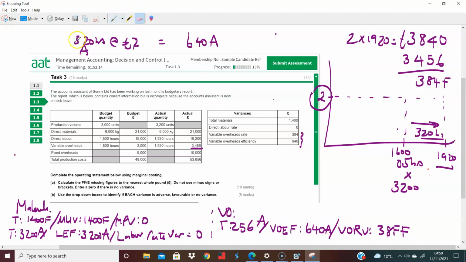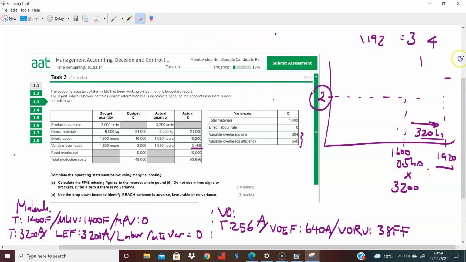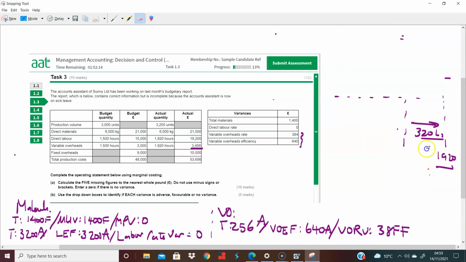Right. See that? Okay, so finally, let's finish off with a fixed overhead variance. So you can just go back in and put all of this in the schedule once you're happy with it. The important thing is you know how we're arriving at these answers, right? Okay, so with our fixed overheads, what do we have? This is the budget. I've talked about this before. Your budget is £9,000. Your budgeted volume is 3,000 units.